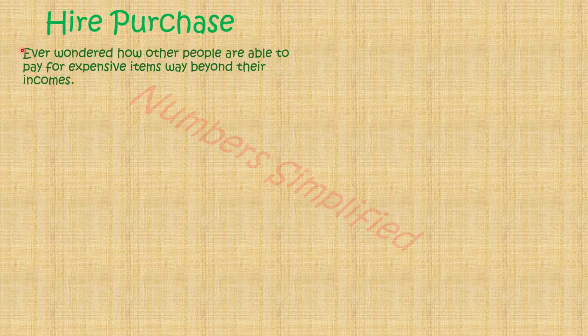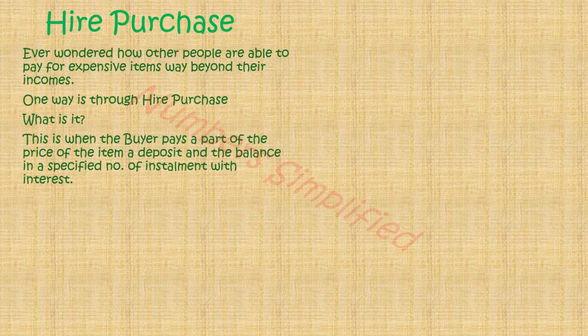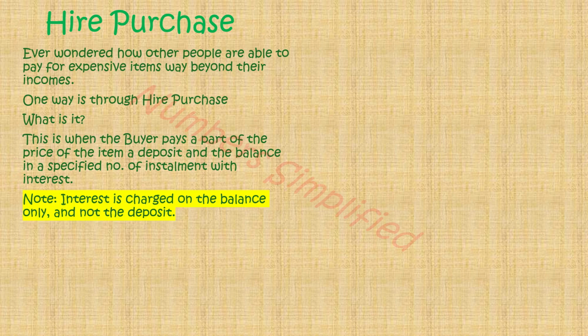Have you ever wondered how other people are able to pay for expensive items way beyond their incomes? Of course, one way is through hire purchase. But what is this hire purchase thing? This is when the buyer pays a part of the price of the item, a deposit, and the balance in a specified number of installments with interest. A note: the interest charged is on the balance that is left only, and not the deposit.